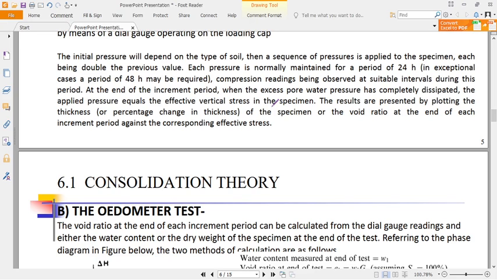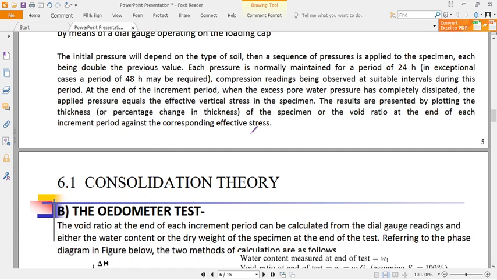Then after that, the results are presented by plotting the thickness or the percentage change in volume of the specimen or the void ratio at the end of each increment against the corresponding effective stress. Okay, against the applied loading. Is that okay? So how do you do this? This is the initial specimen. Then when you load it, it will reduce to this height. Therefore, this difference will give you the change in H.